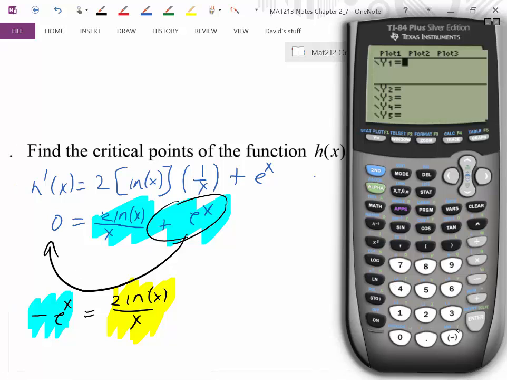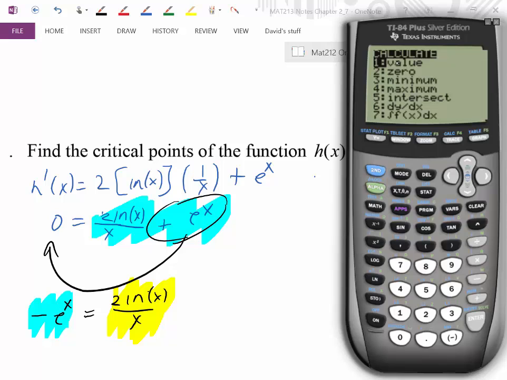So I'll go ahead and type in the first equation. It's negative e to the x, and that's it. You're done. You move on. And then the other one is the numerator of 2 times the natural log of x, divided by x. So there we go. Now when I hit graph, oh, there's my first graph, and there's my second graph. To find the solution for this, we're going to go ahead and say calculate.